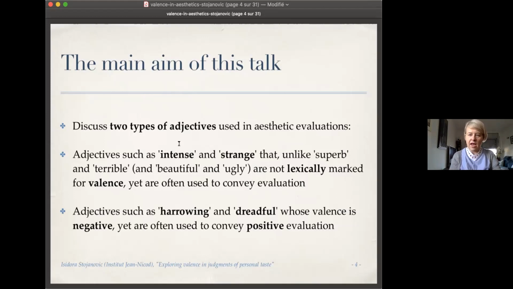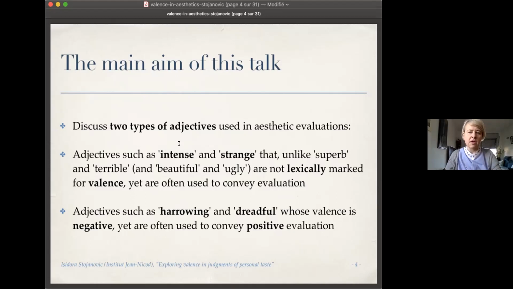Those adjectives, unlike the ones that we have seen initially, unlike evaluative adjectives such as superb or terrible or beautiful or ugly, which are either positive or negative, are what you might call neutral adjectives, that is, adjectives which are not lexically marked for valence. Examples of those are adjectives such as intense, strange, and we'll see many more. Those adjectives are not in themselves either positive or negative, but they're very often used in value judgments and, among others, in aesthetic value judgments.